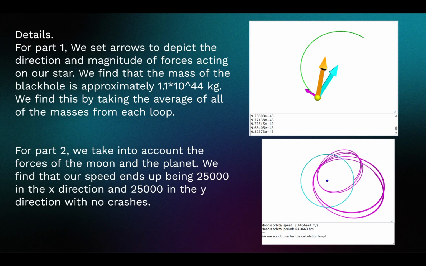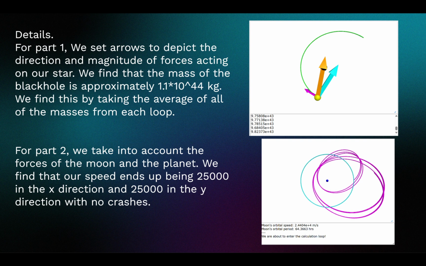For part 1, we set arrows to depict the direction and magnitude of forces acting on our star. We find that the mass of the black hole is approximately 1.1 times 10 to the 44th kilograms. We find this by taking the average of all the masses from each loop.